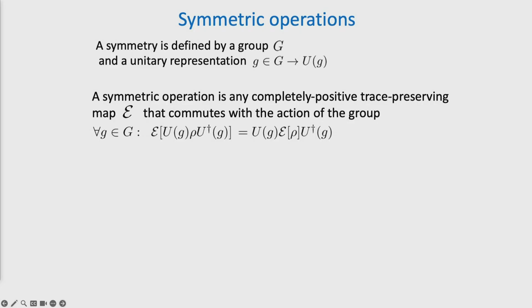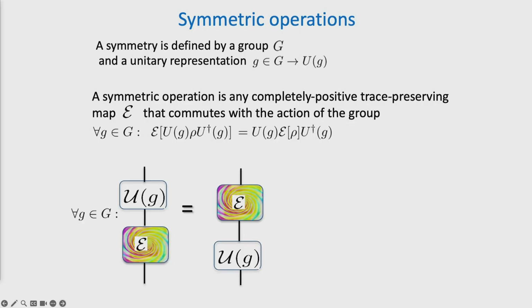And so now suppose you give me an operation. By that I mean a completely positive trace preserving map. I'm going to say it's symmetric if it commutes with the action of the group. Meaning if I take a state and I perform the symmetry operation on it and then I apply this channel, or if I first apply the channel and then perform the symmetry operation, I get the same result for all states. So in a diagram it looks like this. The channel E commutes with the superoperator action of that group, if I think of that as a group action on the operator space. This has to be true for all elements of the group.